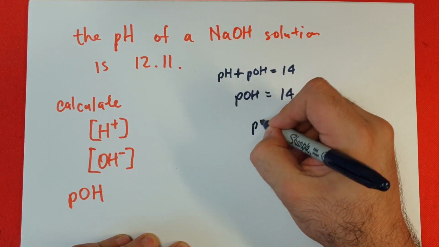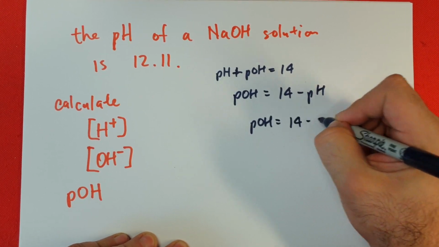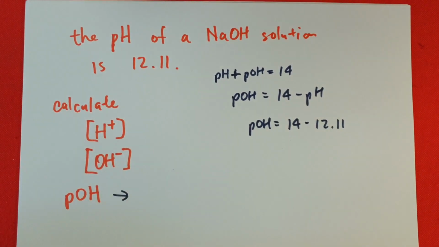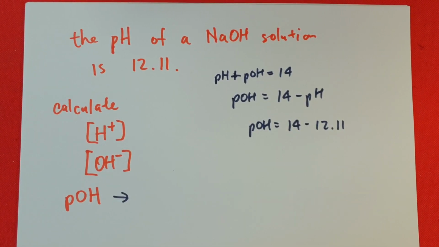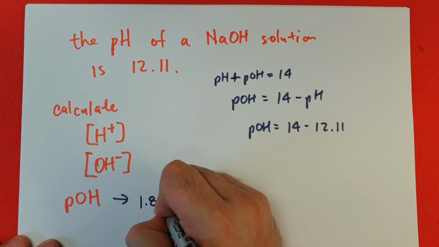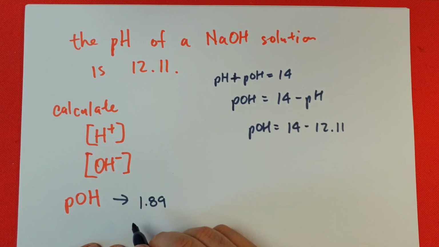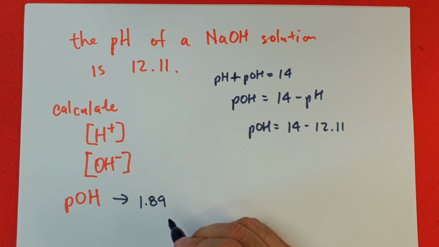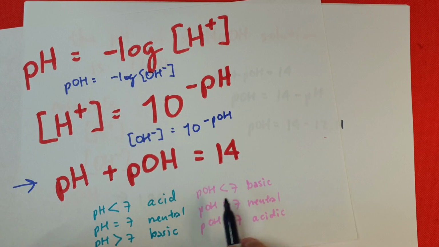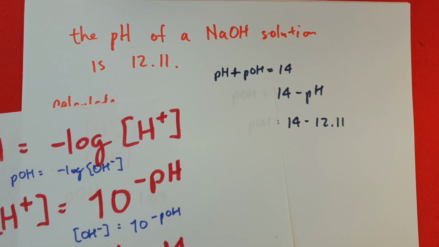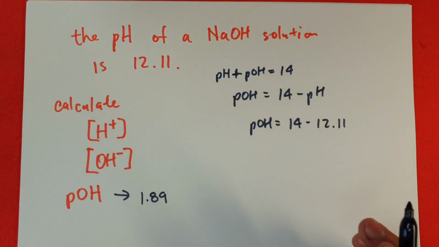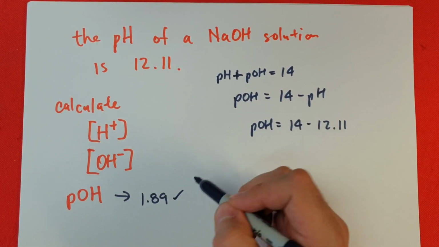Meaning that pOH is equal to 14 minus pH, which is 14 minus 12.11. That gives us 1.89. Now, this is consistent, because if the pOH is less than 7, it's basic, which is the same as having a pH greater than 7, it's basic, okay? Remember, these are opposite and complementary. Now, this is our pOH, done.